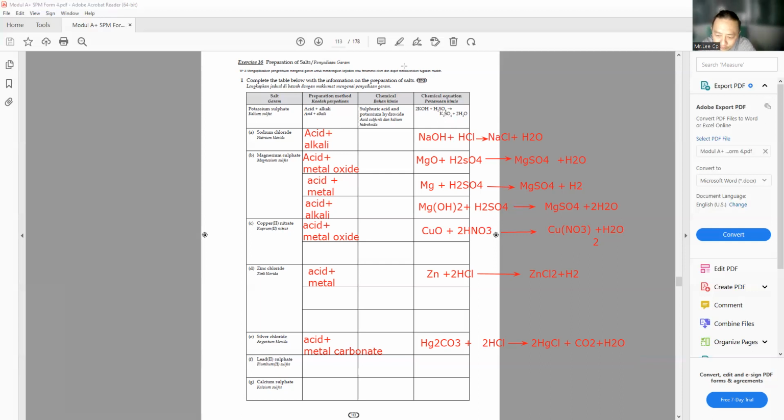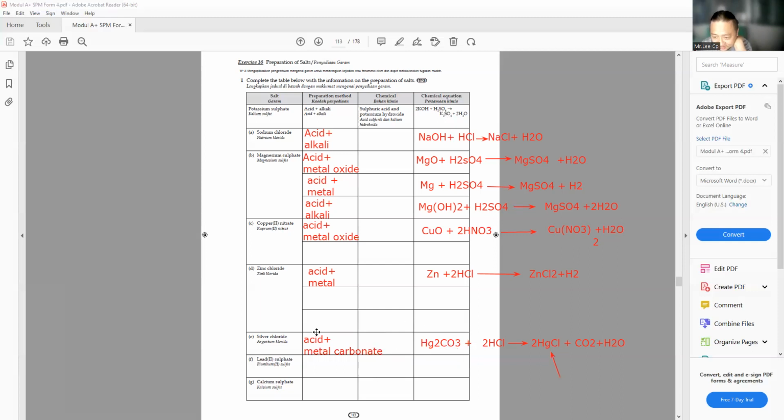Wait. Let me think. Silver got something wrong. You can't do it this way. Oh sorry, I am sorry because this is solid. This is salt. So this one we do not call acid plus carbonate. Actually, we need to do it with the precipitation method. Precipitation reaction. I should do it with precipitation.